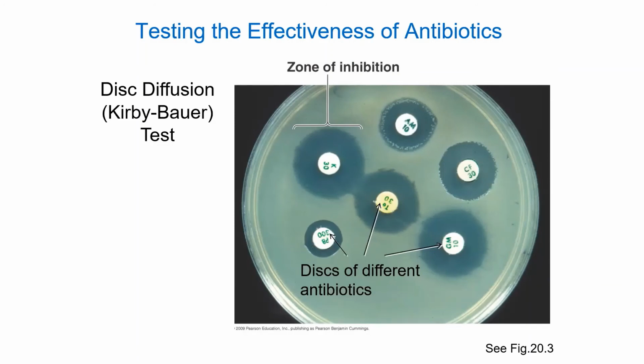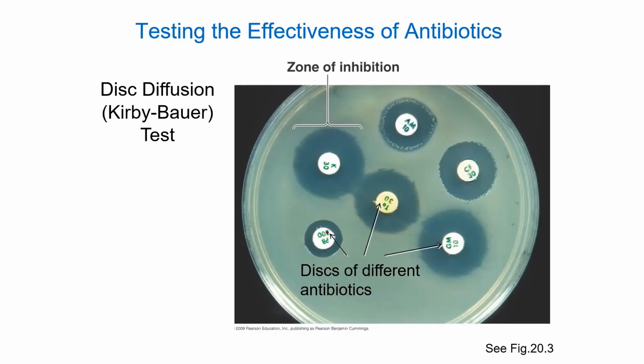Notice it's got a little bit of a yellowish color. We've got PB for penicillin B, and the concentrations are written on the discs. GM is gentamicin, so that's probably micrograms per mil or something like that. And you can see that tetracycline and kanamycin are the most effective. They have the biggest zones of inhibition.